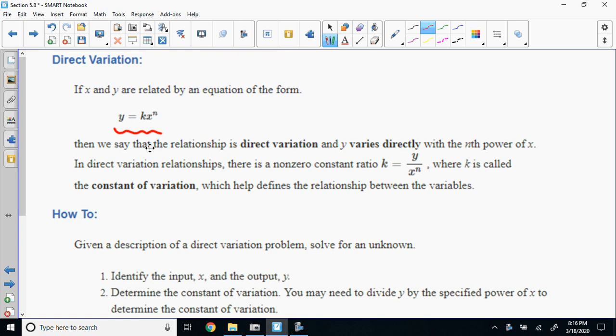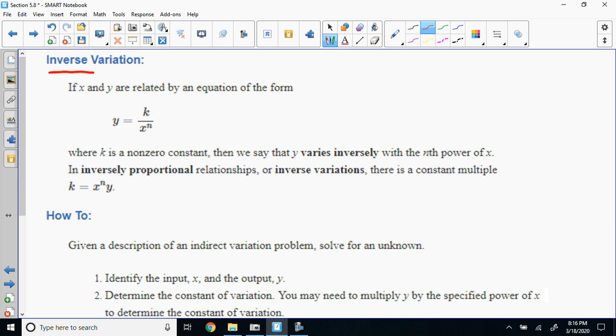Well, they could square it, take the square root of x, different mathematical properties applied to the x value, the input, that would result in the output. So that's why they have it x to the n. So this varies directly, which means that if x goes up, y goes up, and if x goes down, y goes down.